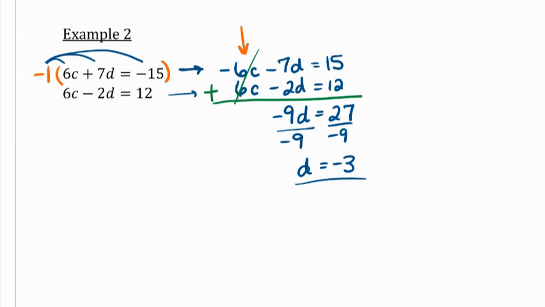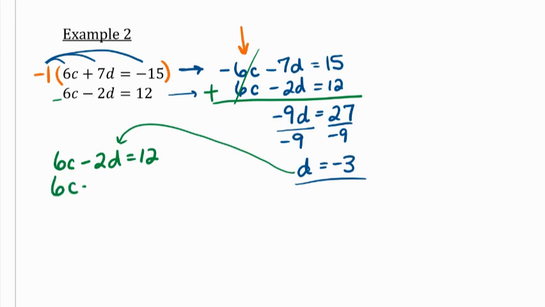But now I want to take that and plug it back into one of my two equations. I'm going to pick this second one again. Again, it doesn't matter which one you pick. You can pick either one. So I'm going to take the 6C minus 2D equals 12. And I'm going to plug -3 in for D. So 6C minus 2 times -3 equals 12. Gives us 6C. The -2 times a -3 makes a positive 6.